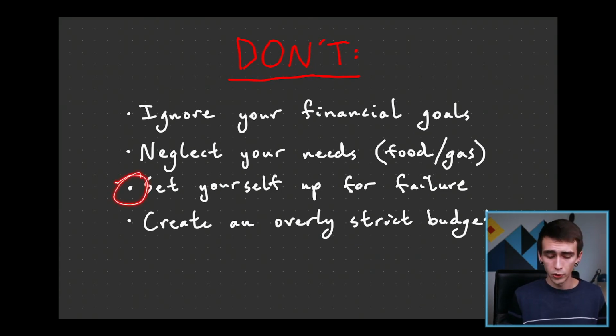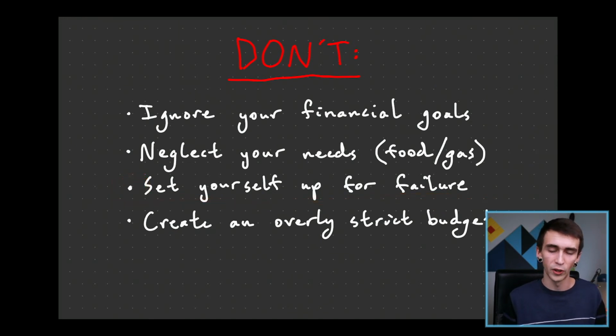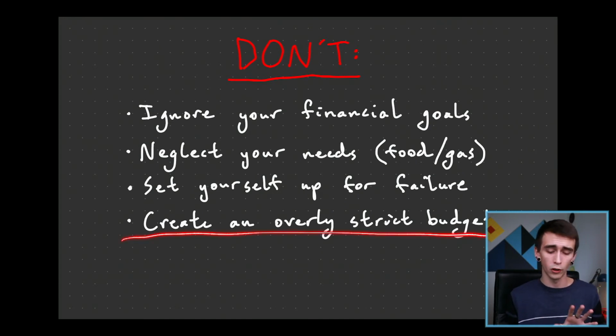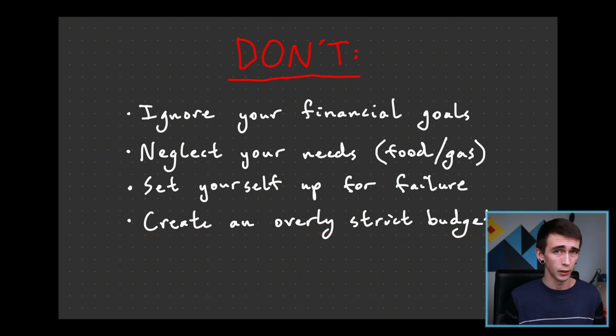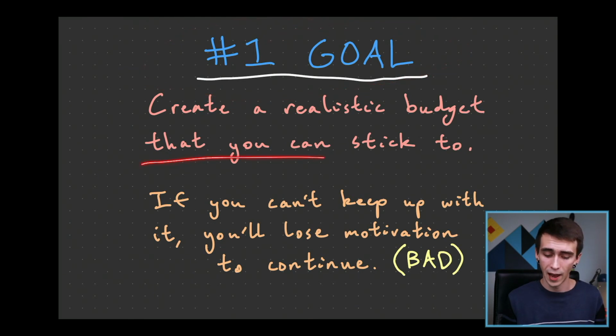The next thing you don't want to do here is set yourself up for failure. Just like I said on the previous screen, you want to be keeping it realistic, and you don't want to make it so hard for you to keep up with this budget that you're not going to stick to it after a few weeks. And that goes right into the last thing here, which is you don't want to create an overly strict budget, because if you do that, then you're defeating the whole purpose of making a budget in the first place. The number one goal here is to create a realistic budget that you can actually stick to, just like I said in the beginning of this video.